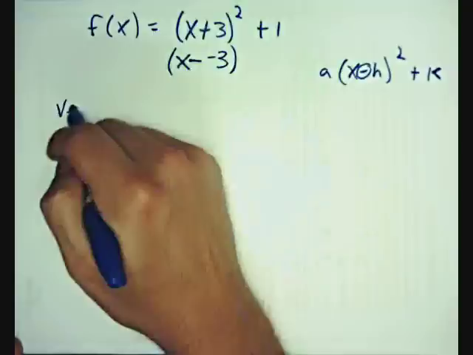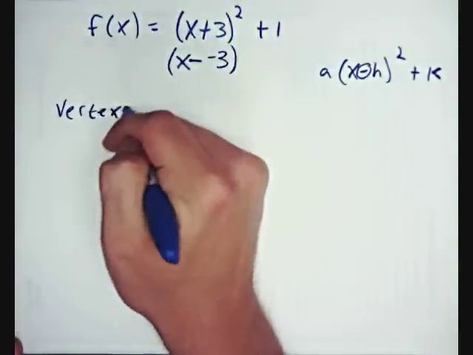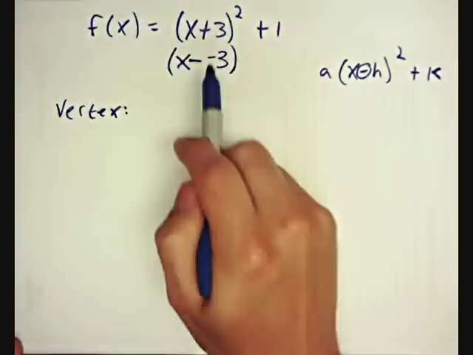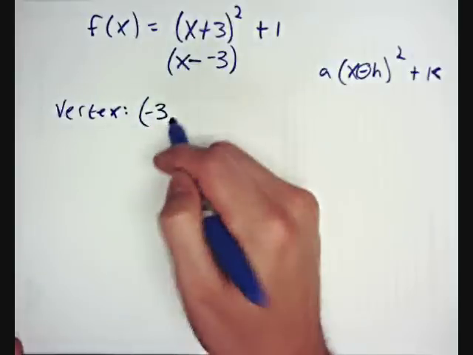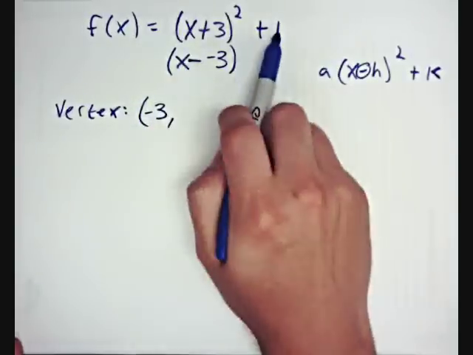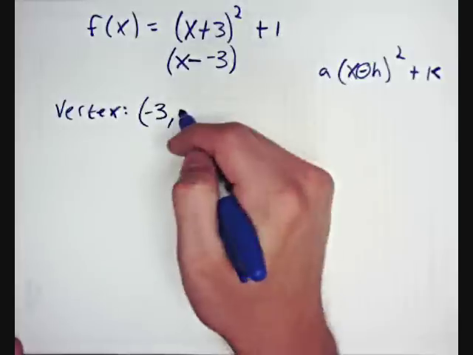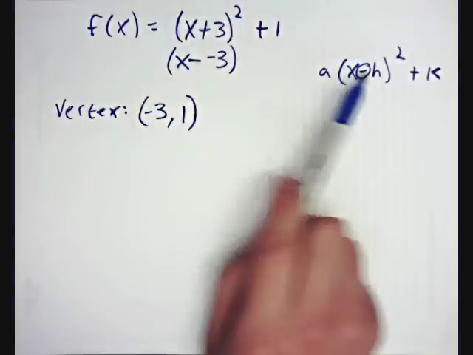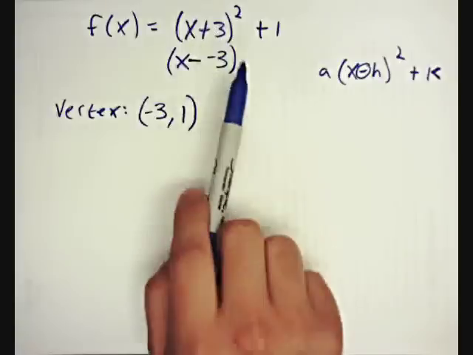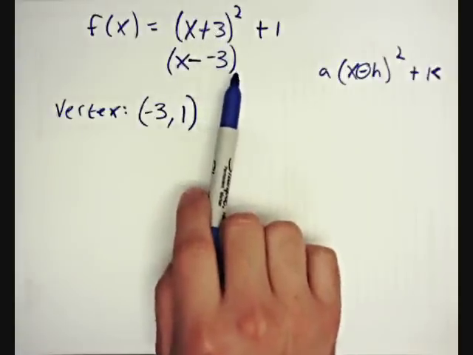So for our vertex, we can find this just by looking at the equation. The vertex must be, for x, negative 3, and for y, it's plus 1. So the vertex is (negative 3, 1). That's one of the nice things about the standard form, is that you can always find it just by looking at the equation. Just remember, minus is in the form, so if you have a plus, that means your h must have been negative.